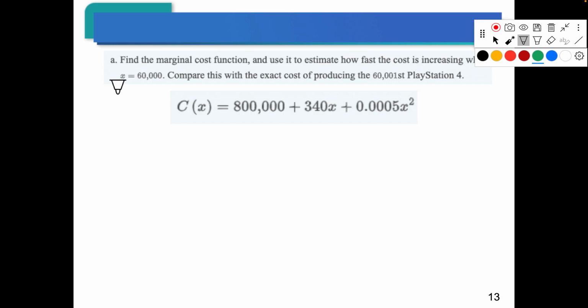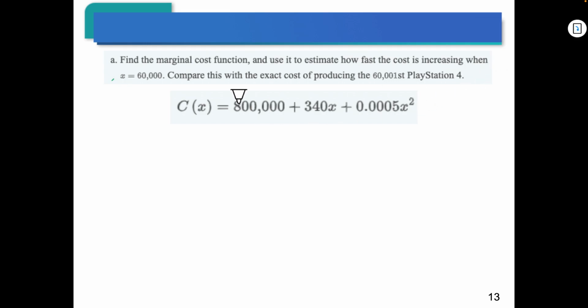But here we've got another marginal cost, and it's kind of the same type of deal. We want to find the marginal cost at 60,000. I just took this one out of the homework this time. So what do we need to do? Get the derivative, exactly. Because whenever we want a marginal, the first thing we're going to need is that derivative. So let's do that.